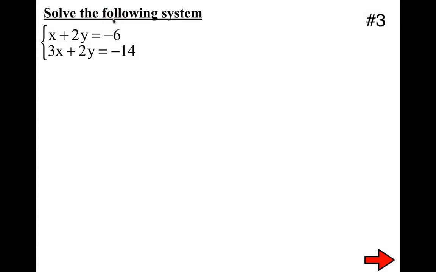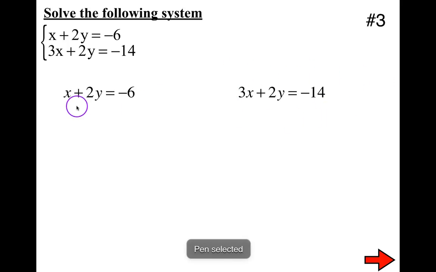Okay, so for number 3, again, we're going to look to see if we have an equation that is solved for a variable. Unfortunately, we don't have that. So we have two options. We can isolate one of the variables from the first equation or isolate one of the variables from the second equation. I'm going to go ahead and choose to isolate this one. Why? Because x is almost already solved for. We just need to get rid of this positive 2y. So let me go ahead and do that.